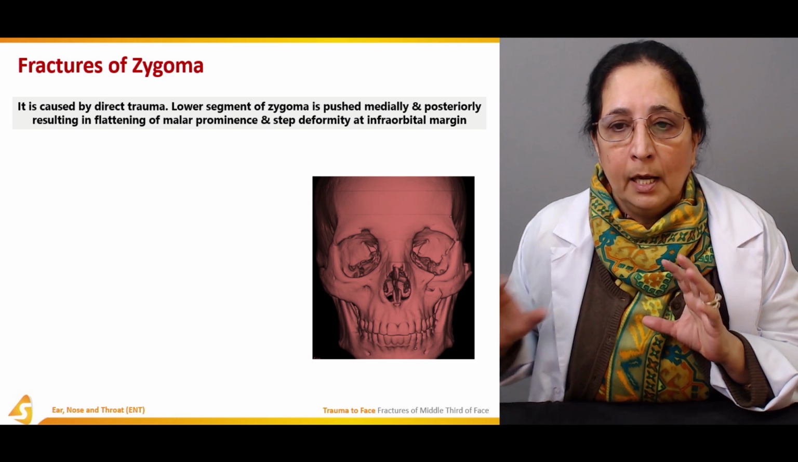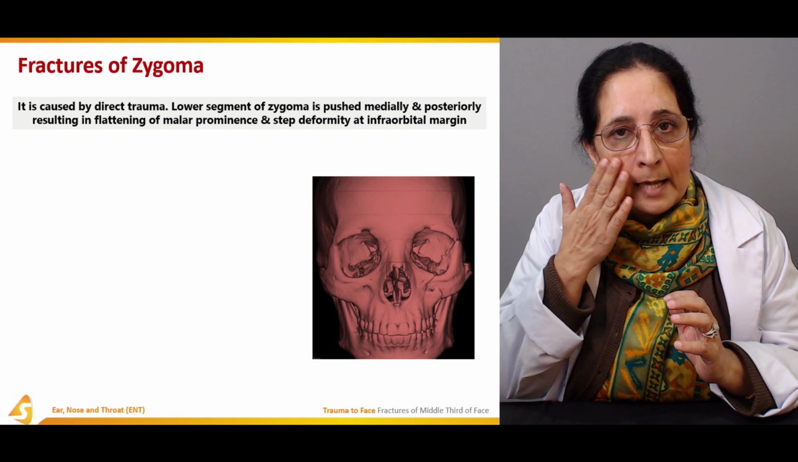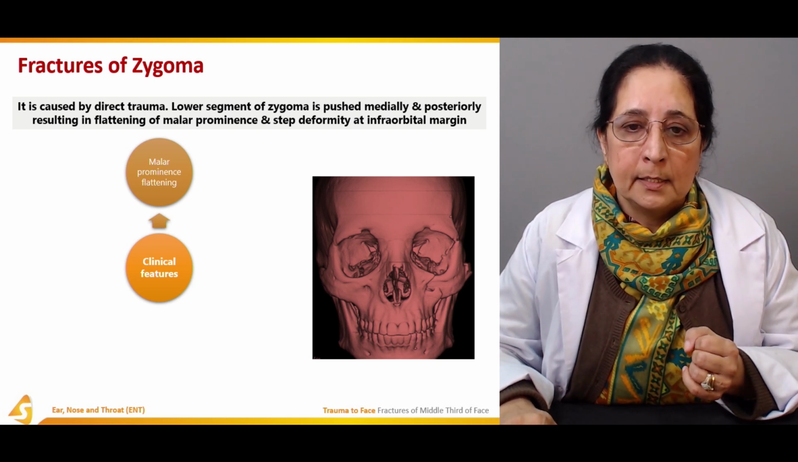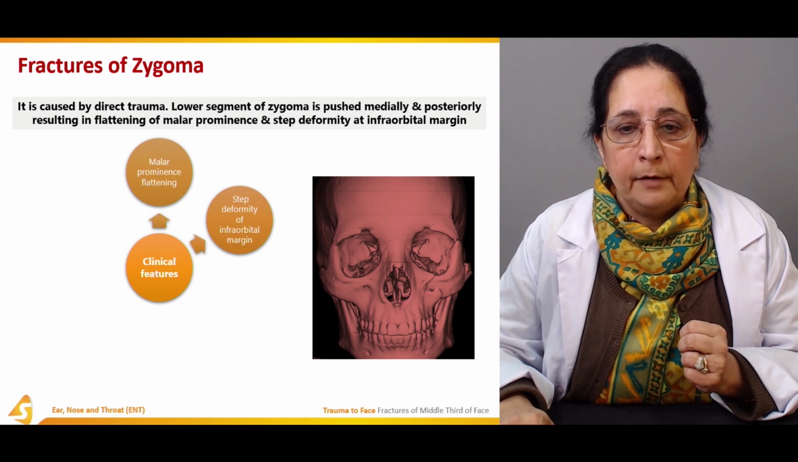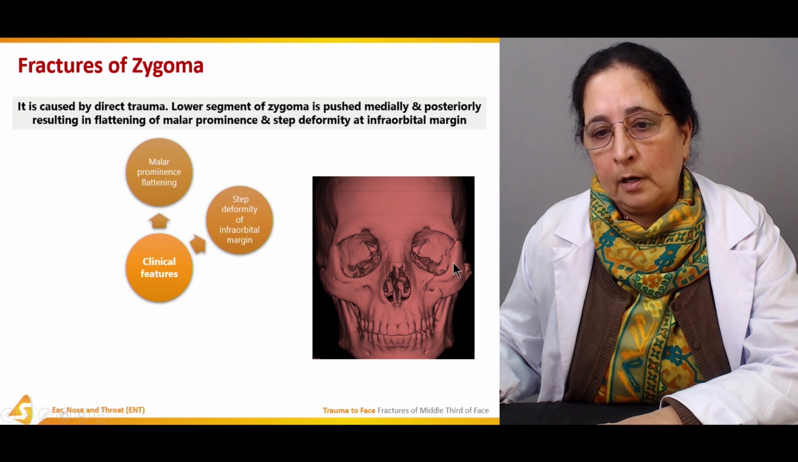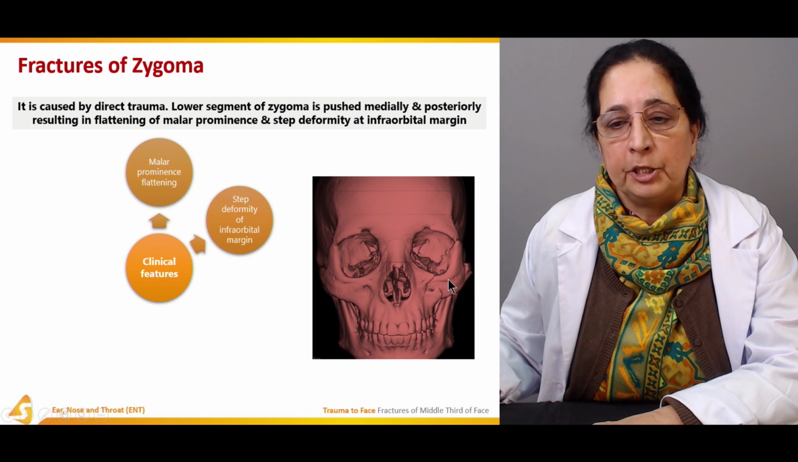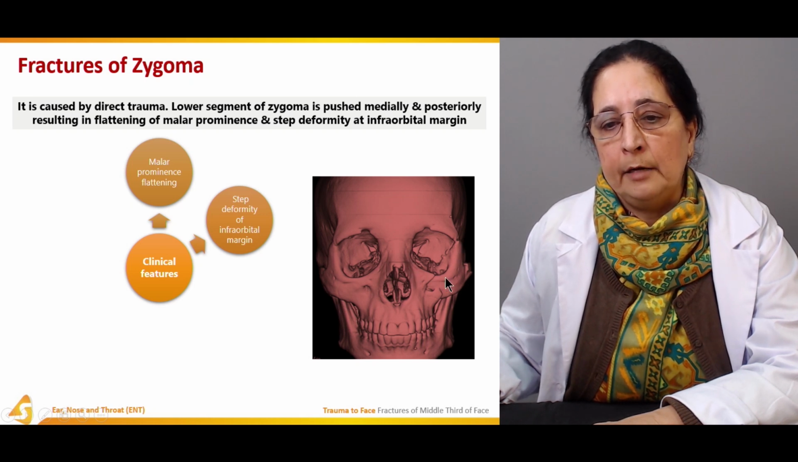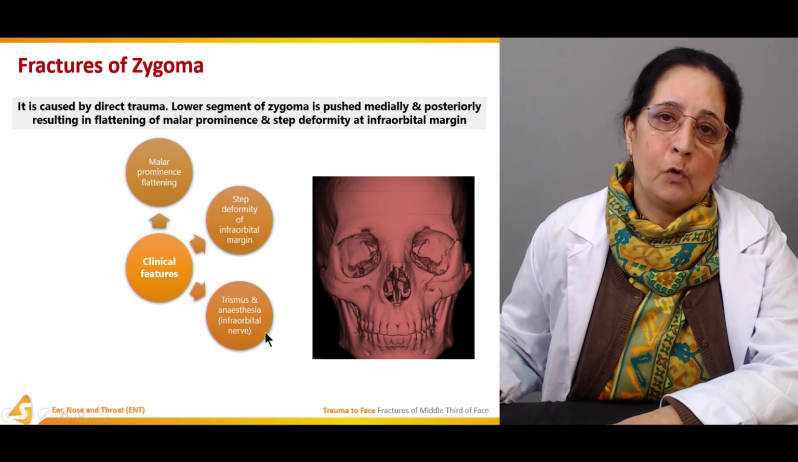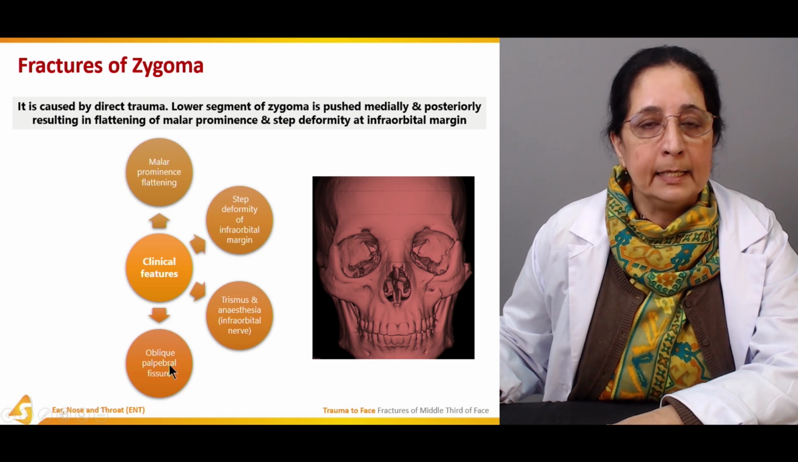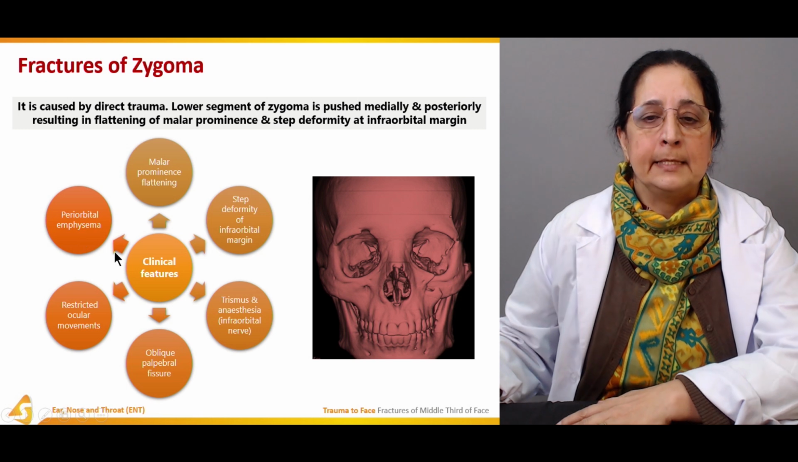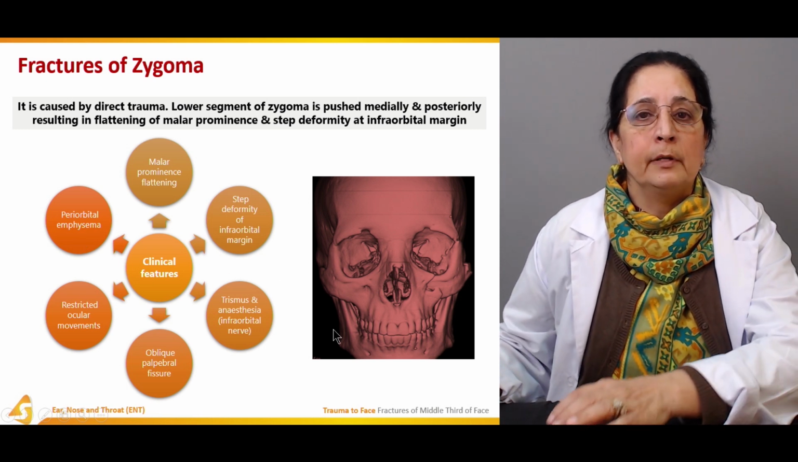the zygoma pushed medially and posteriorly, resulting in flattening of the prominence of the face. Clinical features: there is flattening of the malar prominence and step deformity of the infraorbital margin. This is the supraorbital and infraorbital margin. So when the zygoma is fractured, you can see there is involvement of the infraorbital margin. Trismus and anesthesia because of the involvement of the infraorbital nerve, oblique palpebral fissure, restricted ocular movements, and periorbital emphysema. All these are the clinical features associated with fracture of the zygoma.